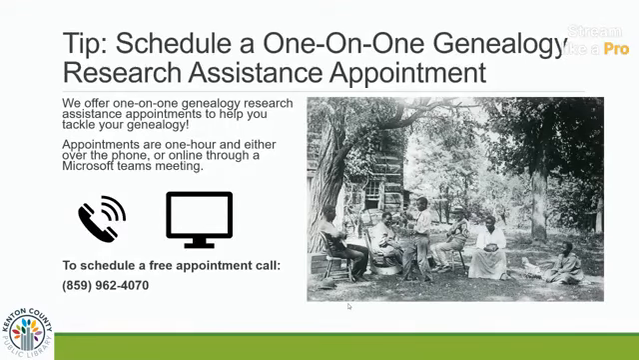Okay. One more thing. We are doing one-on-one genealogy research assistant appointments. So you can email us or you can call us, and we will do an over the phone 1 hour appointment, or we will do an online appointment through Microsoft Teams. And just let us know what you're having trouble researching, and we can work with you for an hour and try to help you break down an ancestor that maybe you're having trouble with or a family, and see if we can help you, look at a bunch of different resources. And you can kind of follow along on our computer screen if you do a virtual appointment.